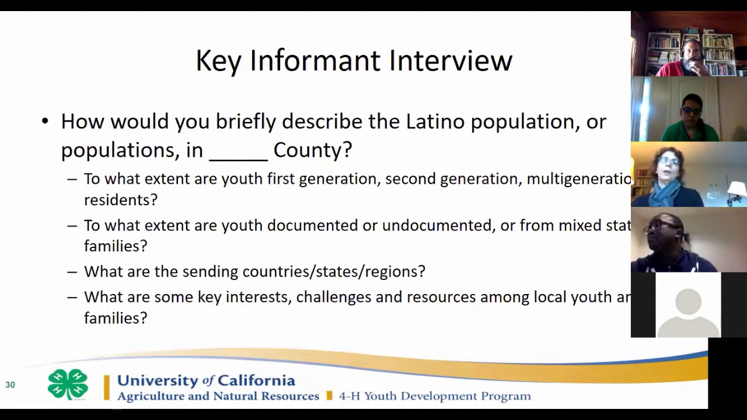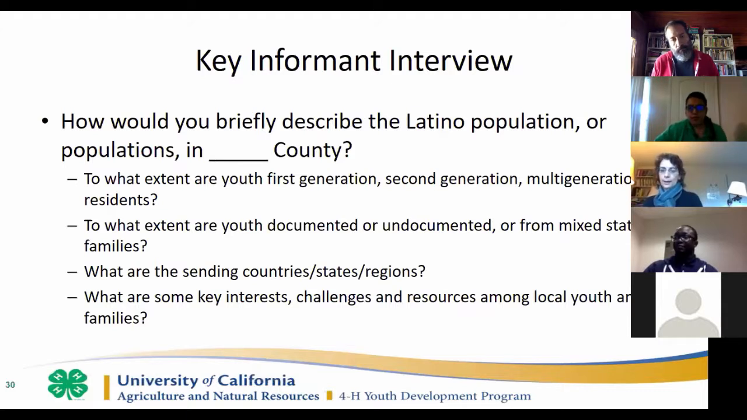And then we also wanted to ask them, what are some of the key interests, challenges, and resources among local youth and families? Because one of our questions was to figure out what are the interests of Latino youth and what are the assets that they bring into the community?